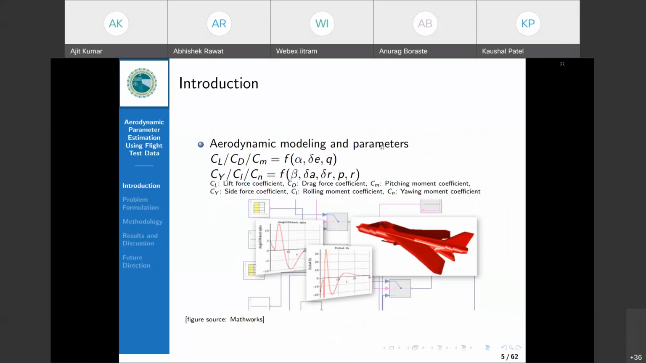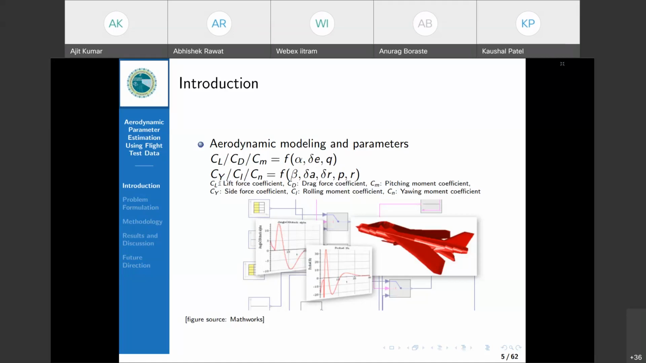So as we know, in a very standard representation of aircraft in 6 degrees of freedom, we have seen terms appearing in the equations are CL, CD, CM. I will also elaborate in subsequent slides. So just to give you the introduction, CL is lift force coefficient, CD is your drag force coefficient, and CM is your pitching moment coefficient.